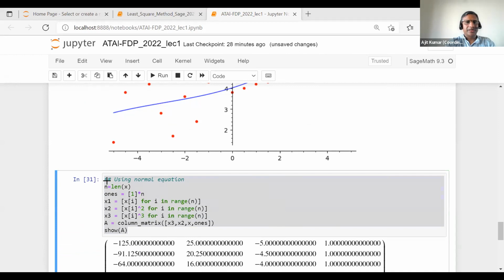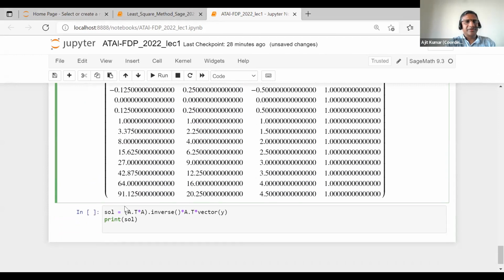This part I have copied. And what is it that we have to do? We have to find the solution. What is the solution? A transpose. So A transpose, multiply it by A, find its inverse. So this is the inverse of A transpose A, multiply by A transpose.